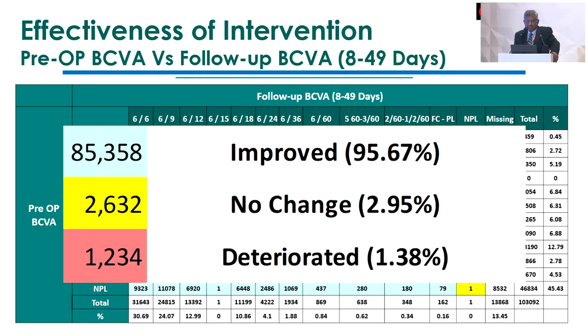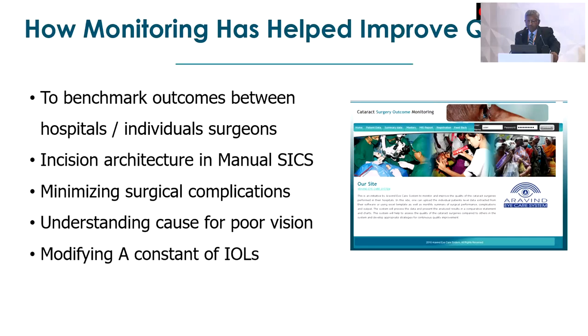Here, the vision has improved in almost 96% of the cases, not changed in 3%. It has deteriorated in 1.38%. But we have a tool to extract the particular patients where the vision has deteriorated, and we can look at and analyze what has happened to these patients.